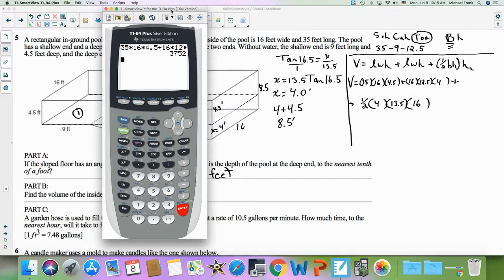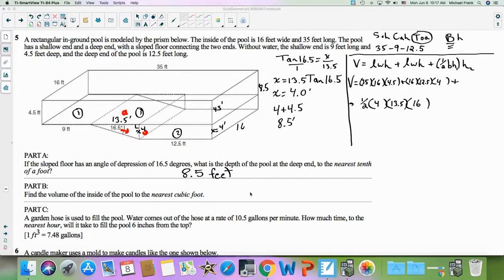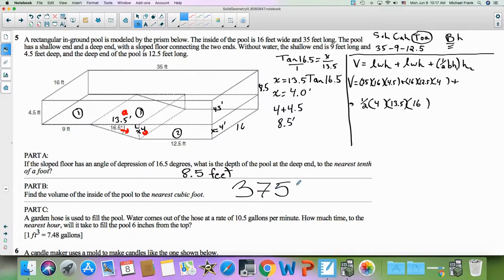And that gives us 3,752. 3,752 cubic feet of volume of water that could fit into that pool. All right, we got B. That was a little complicated. I know what we got there.